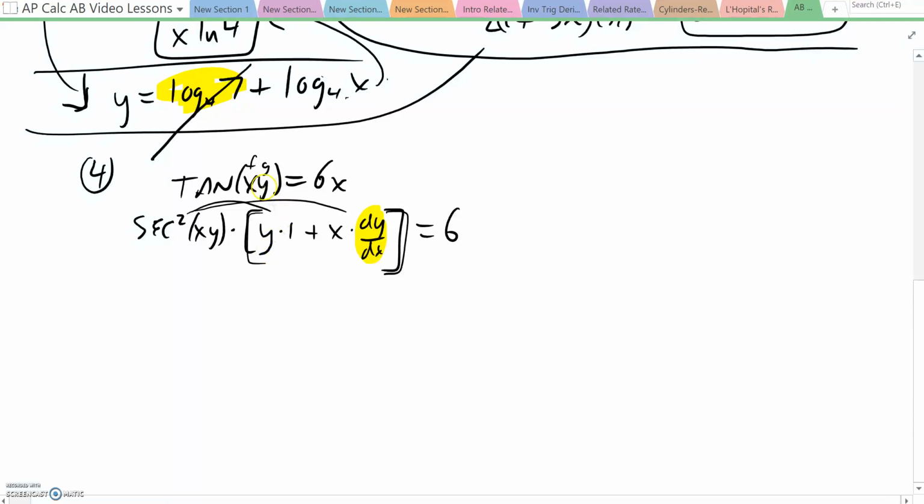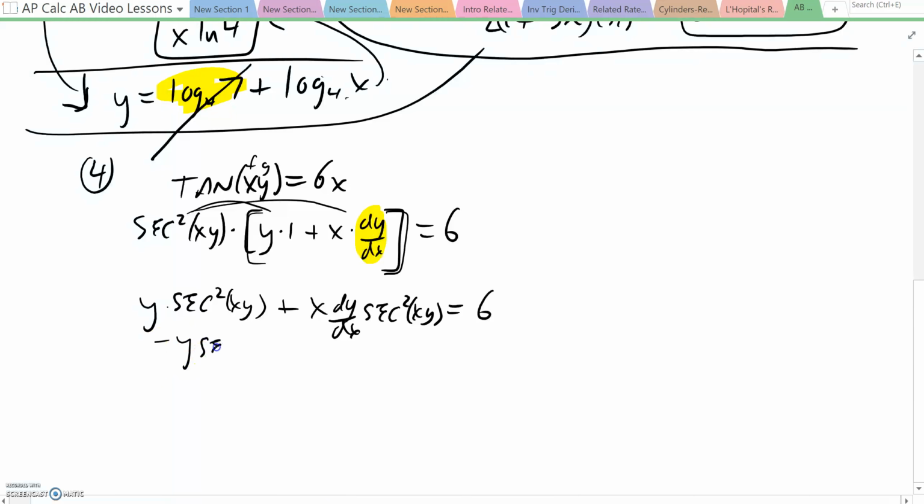So y is my g, times the derivative of x. Okay, there we go. So we're going to have a y times secant squared of xy, and you do not get to multiply the y in there into the xy. Next, we've got an x dy/dx with a secant squared xy on it, and that's equal to 6. Next up, we'll subtract this over to the other side.